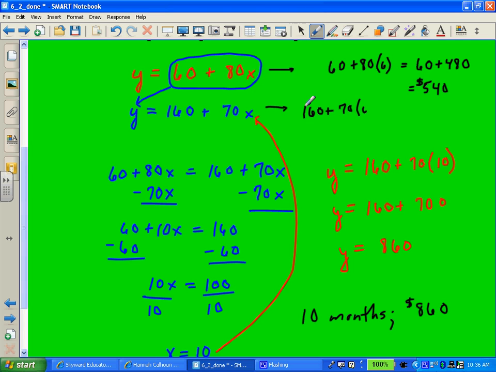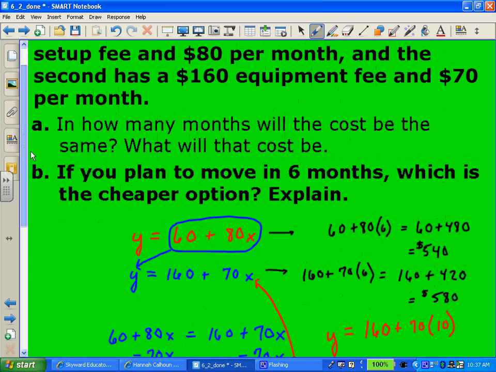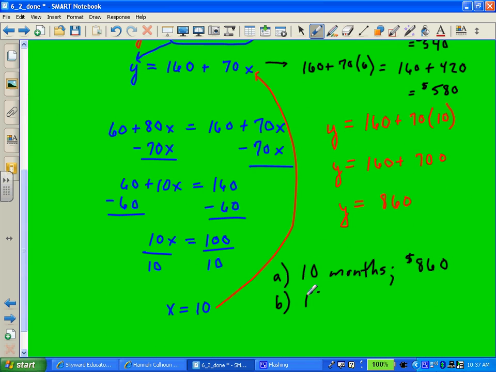Here I'd have 160 plus 70 times 6, which would be 160 plus 420, and that's going to be $580. So if I'm going to move in 6 months, so here's my answer to part A, here's my answer to part B, the cheaper option is going to be the first company, because I would only pay $540 instead of $580.